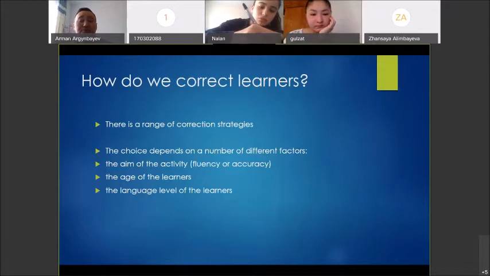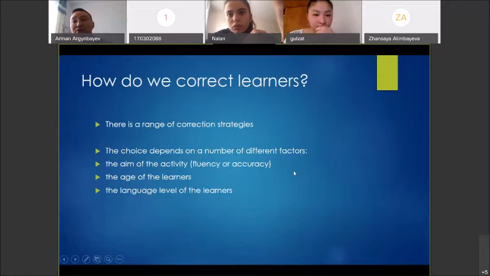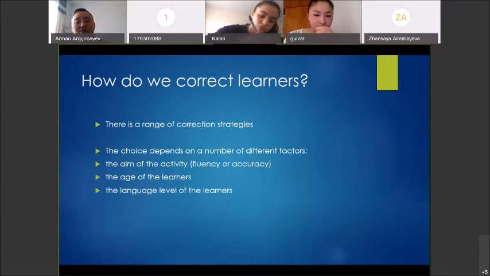Actually, they're written here. So it depends on the aim of the activity. Is it fluency or accuracy? So what are we focusing on at the moment? Fluency or accuracy? And this is crucial, actually. It depends on our aim. And the second one, the age of the learners. Young learners, adults. And the language level of the learners. So these are the most significant factors that we should take into account.